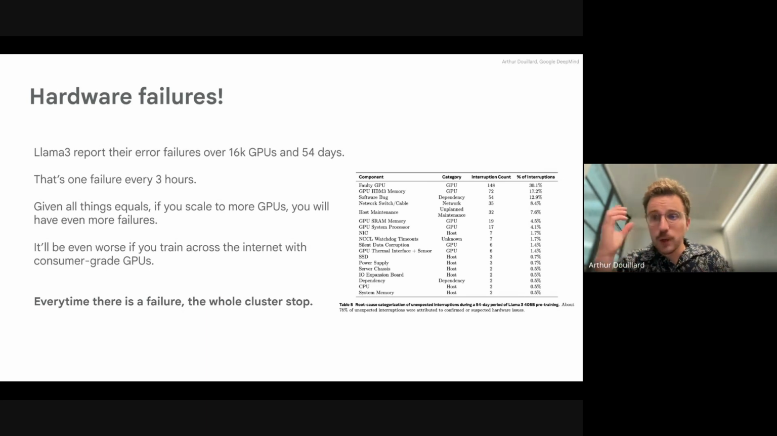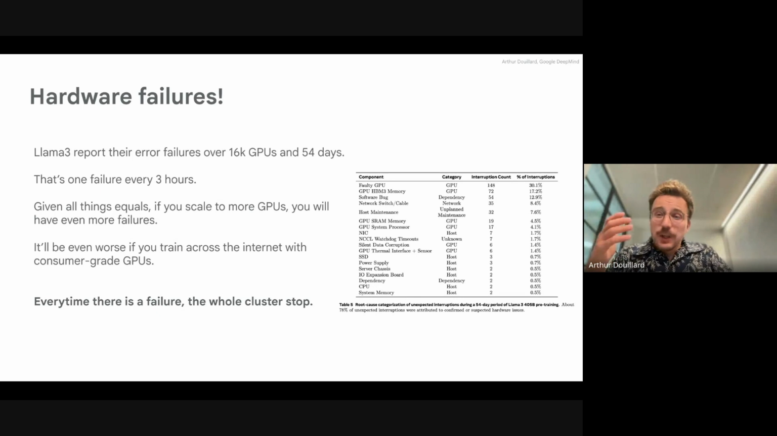If you want to do planetary computation using consumer grade GPUs in your bedroom, they're probably not well taken care of, and your GPU is going to fail very often. Maybe every week or every month, your GPU is going to fail. But if you use hundreds or thousands of GPUs, it means that basically every hour or every 30 minutes, one GPU is going to fail and bring the whole training down.